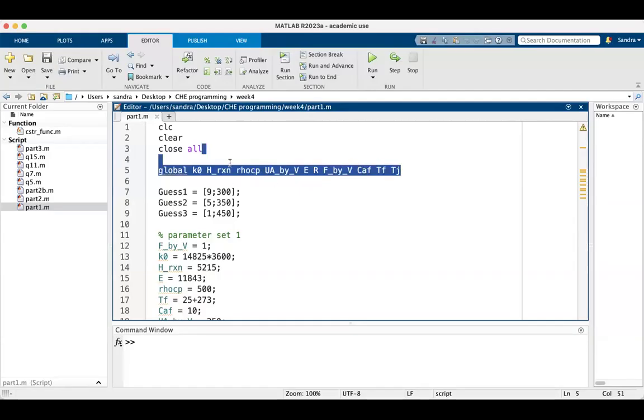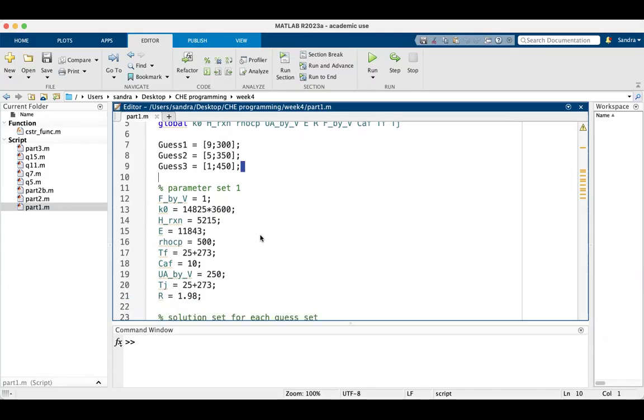This is basically the different parameters that we saw in the table. K0, delta H, rho by CP, that is rho CP, that is UA by V and all those things. Now let us consider there are three guesses. First one is for the concentration and the second one is for the temperature. So in guess one, the initial concentration guess is 9 and the temperature guess is 300. Similarly, you have three different guesses here.